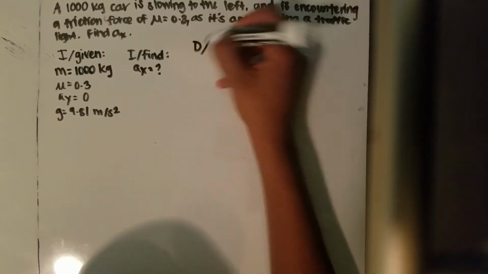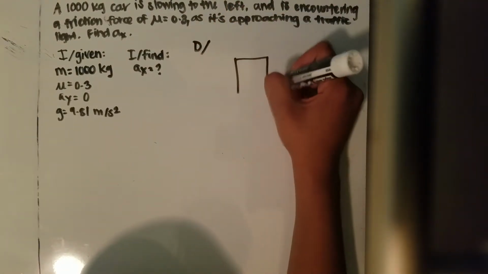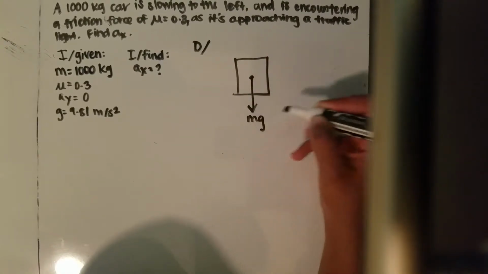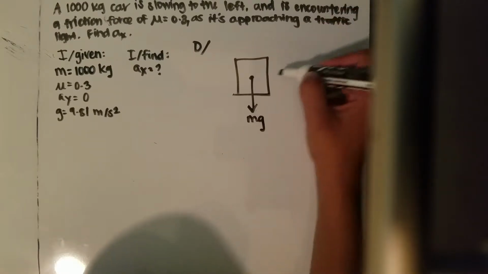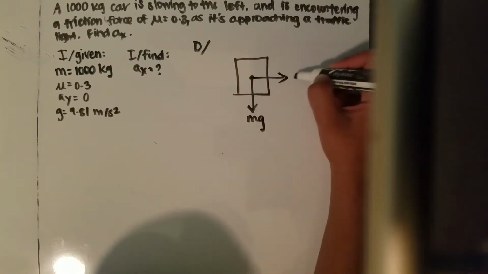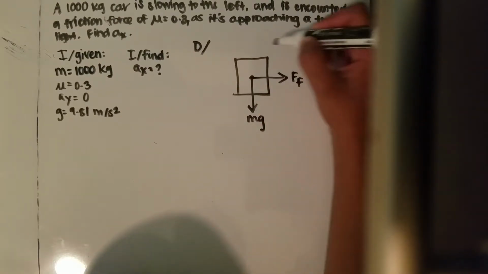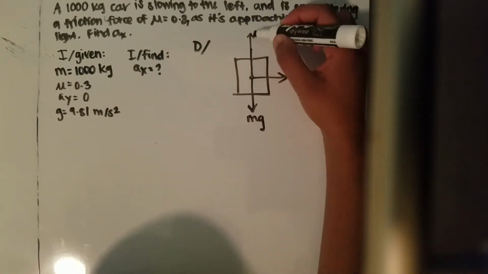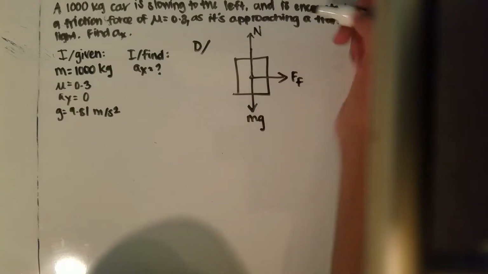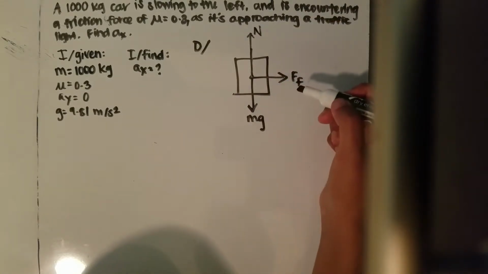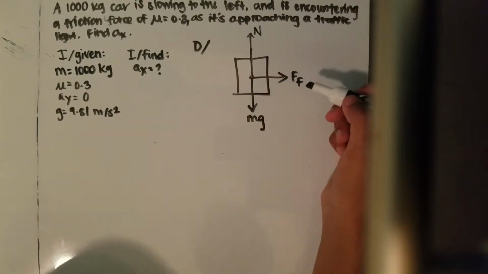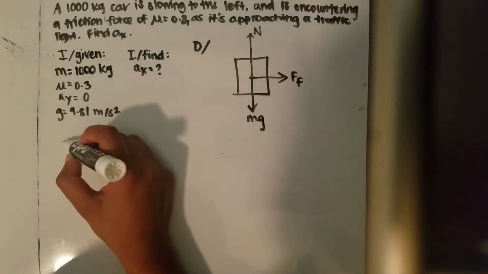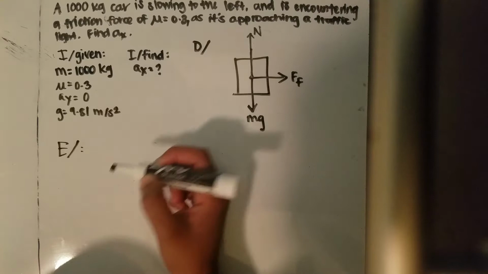Now moving on to the diagram, we would create a free body diagram. Gravity would be facing downward, which is mg. Since the car is slowing to the left, friction would be to the right, and we would have the normal force facing upward, since it's an object moving across another surface.